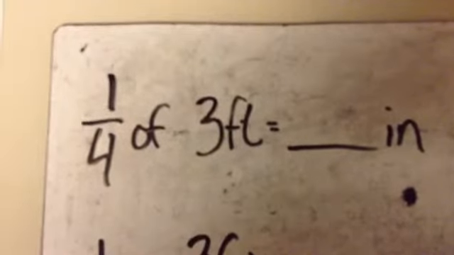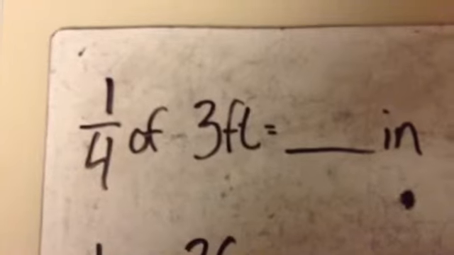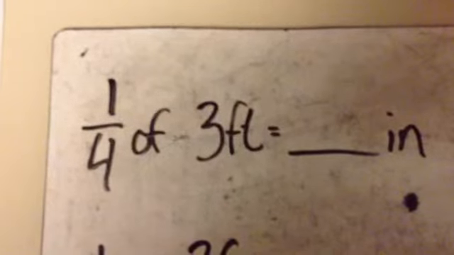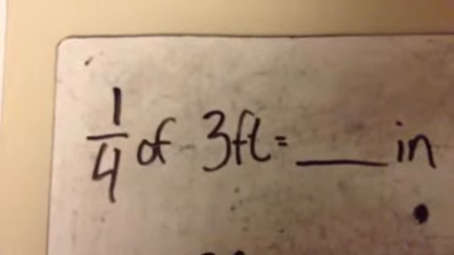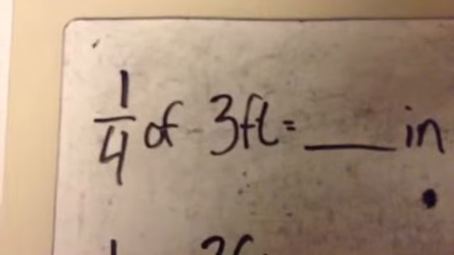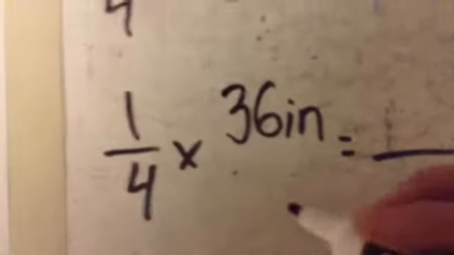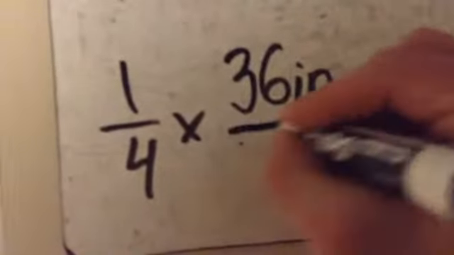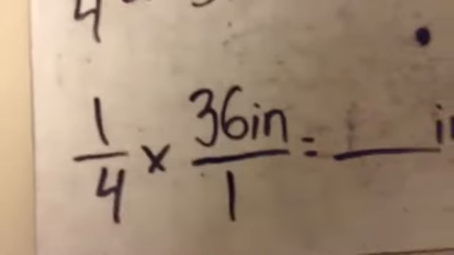We know that there are 12 inches in a foot. So 1 foot would be 12 inches. 2 feet, 24 inches. 3 feet, 3 times 12 would be 36 inches. So I'm going back to multiplying fractions. 1/4 of 36 inches. Of means multiply. 36 inches, I want to make it a fraction, so I put it over 1.